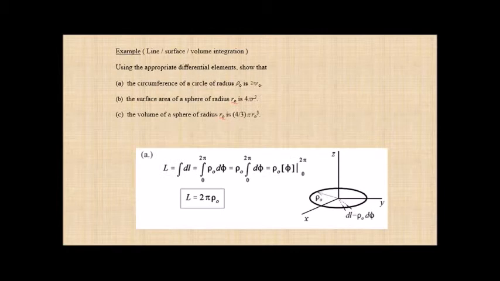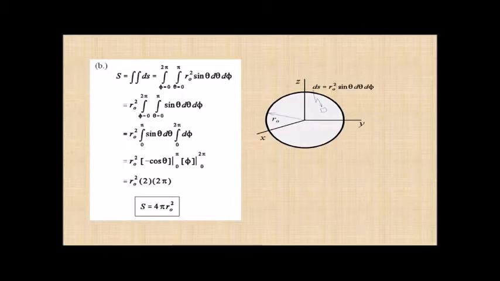For example A, the circumference of a circle of radius rho naught, after we calculate, we get 2 pi rho naught. For question B, the surface area of a sphere of radius r naught is 4 pi r squared. The answer is equal to the double integral of ds, which is the integral of phi from 0 to 2 pi, integral of theta from 0 to pi, r naught squared sin theta d theta d phi. We will get an answer S equal to 4 pi r naught squared.